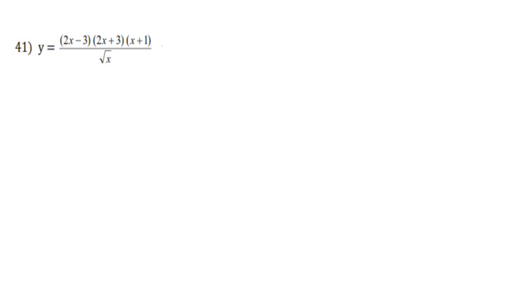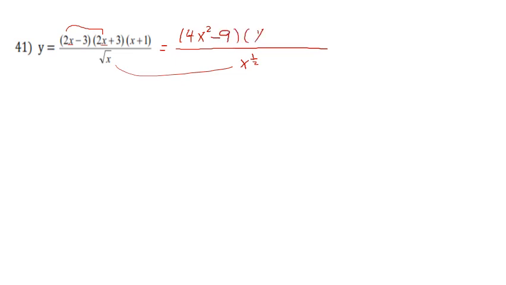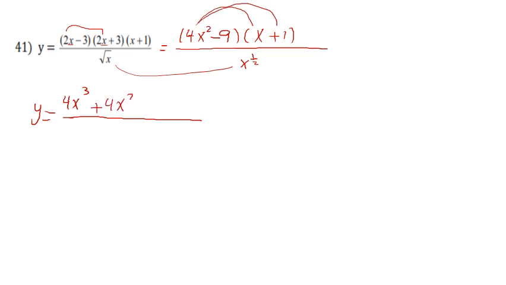To solve equation 41, you need first to expand the bracket. This is root x, which can be written as x to the power of 1 over 2, which is the power of half. These are the difference of 2 squares, 2x and 2x, positive and negative 3. So 2x by 2x is 4x to the power of 2 minus 9, multiplied by x plus 1. So y is equal to 4x squared multiplied by x is 4x to the power of 3. 4x multiplied by positive 1 is positive 4x squared. Negative 9x minus 9 over x to the power of half.